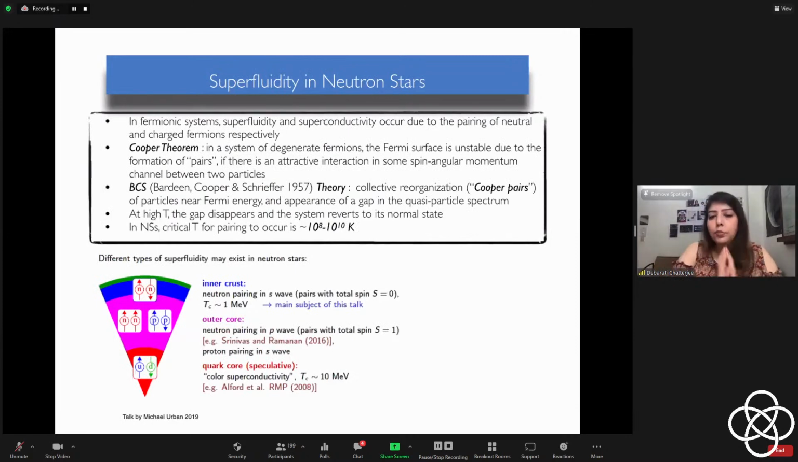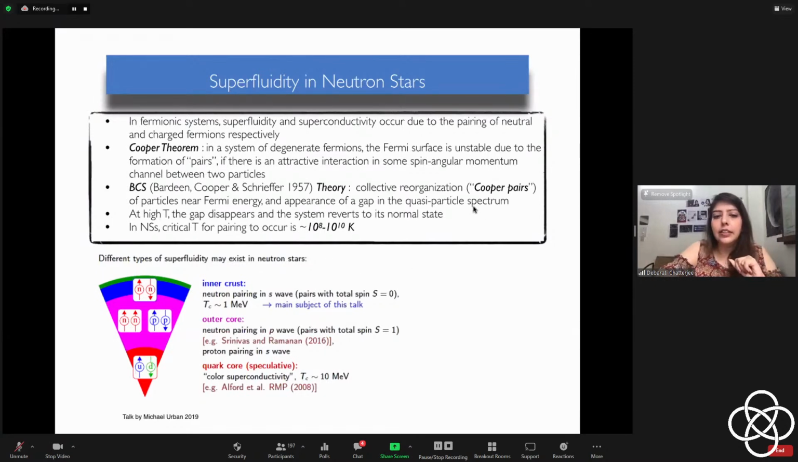So in fermionic systems, it is known that superfluidity and superconductivity occur. Superfluidity is for neutral particles, superconductivity is for charged particles. This can occur when there is a pairing of these neutral or charged fermions. These pairs are called Cooper pairs. This was given by Cooper's theorem, which says that if there is some kind of attractive interaction between particles, they pair up to form Cooper pairs. And then for these Cooper pairs, there is a theory called BCS theory, according to Bardeen, Cooper, and Schrieffer, from 1957.